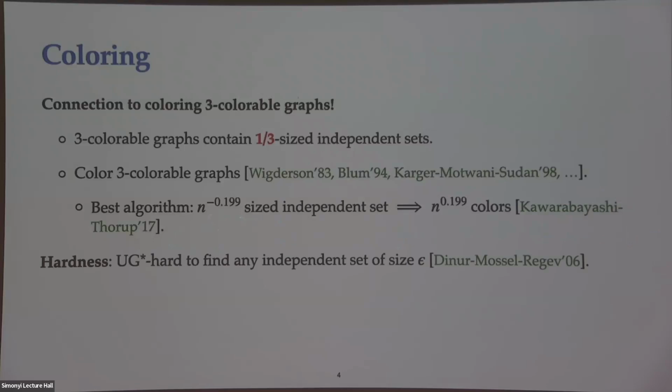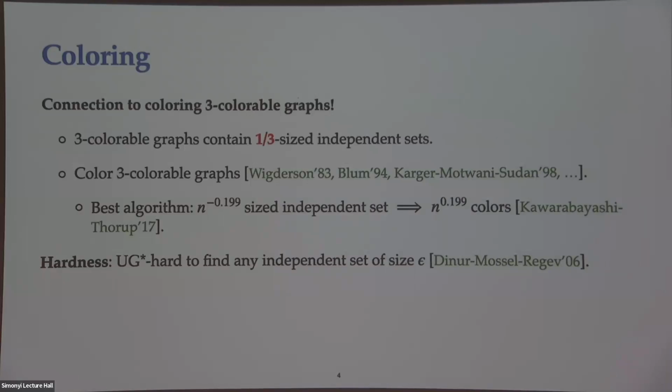Again, there's a hardness result for this. It's hard to find any constant size independent set. Here, there's an asterisk, because it's assuming some variant of the unique games conjecture that requires perfect completeness. But for this talk, I won't go into details about this.